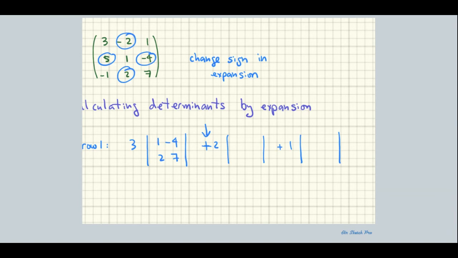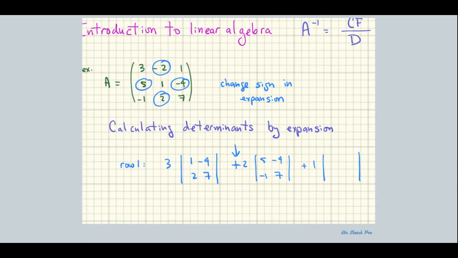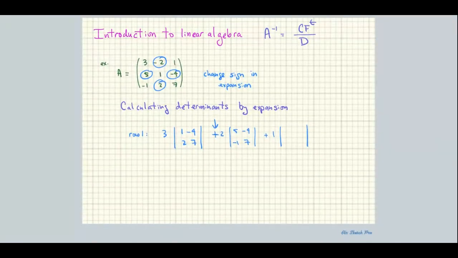The first row and the second column are going to go away. And that's going to give me this 2 by 2 matrix, what, 5, -4, -1, 7. Okay? And lastly, for the 1, I'm going to get rid of the first row and the third column. What's that going to leave me with, guys? 5, 1, -1, 2. Good, you're right along with me.